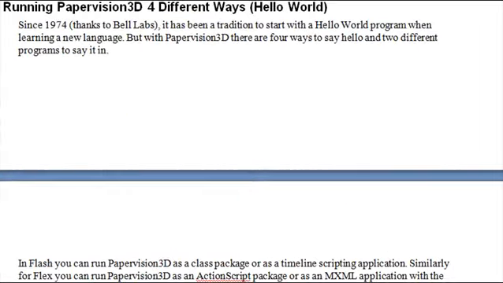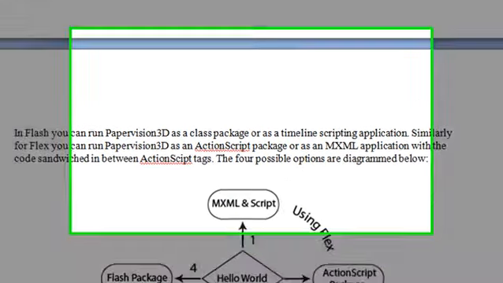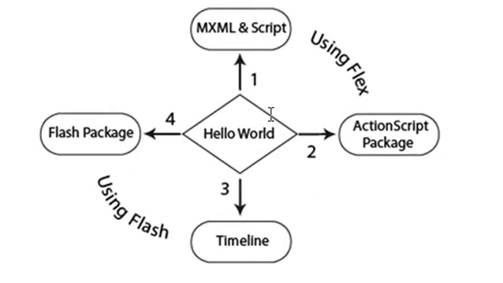So we're going to start this discussion off with how you run Papervision. There were actually once four different ways, and now there's five. Let's show you that real quick. We could use an XML script using Flex or an ActionScript package, or we could use a Flash package or the timeline. Basically, guys, as an evolution in technology, it's really fun to write a book when technology is changing so rapidly. It's pretty much a moving target, and by the time you get that book out, the technology is obsolete.